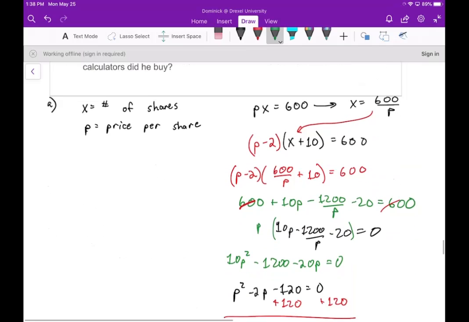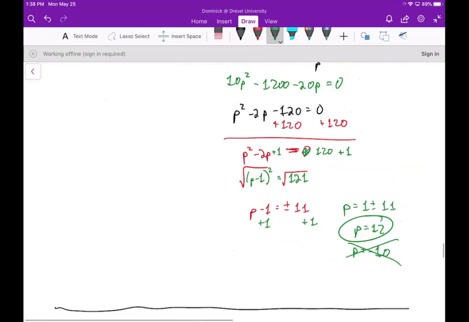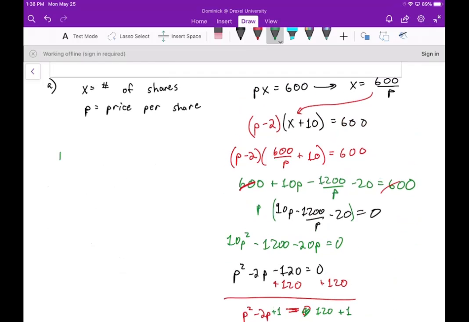So now we still need to figure out how many shares were bought, right? But we know that since PX is equal to 600, and we know that P is now 12, we have that 12x is equal to 600, so divide both sides by 12. And this would give you that x is equal to 50. So that 50 shares were bought.